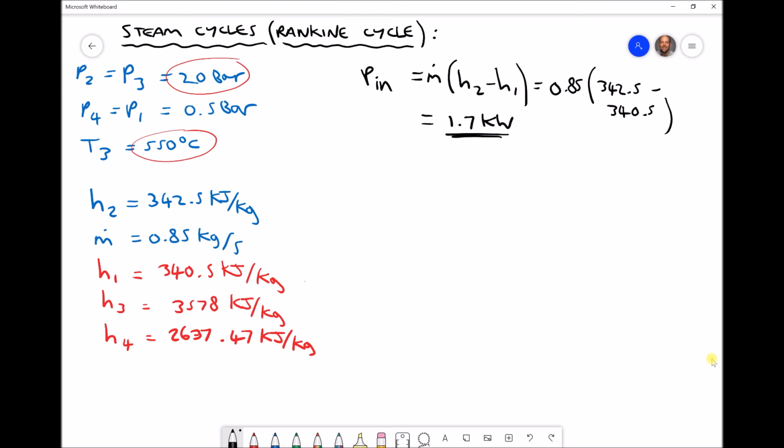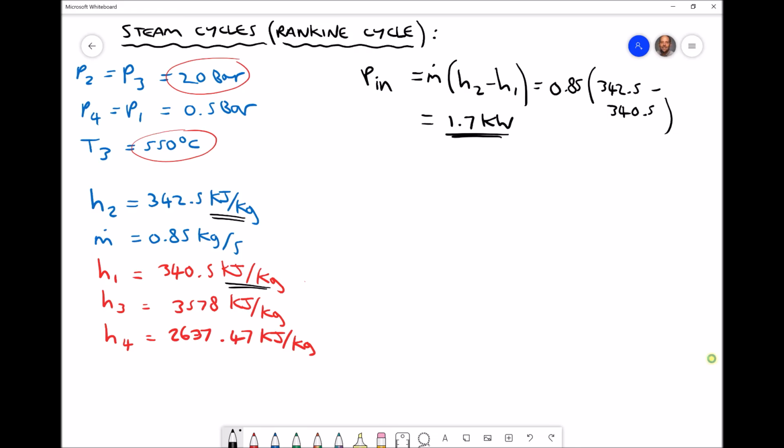Now we know that the units there are kilowatts because each of our enthalpy values are already given in kilojoules per kilogram. So the values in the table are in kilojoules per kilogram, therefore each of our energy transfers here are going to be in kilowatts.